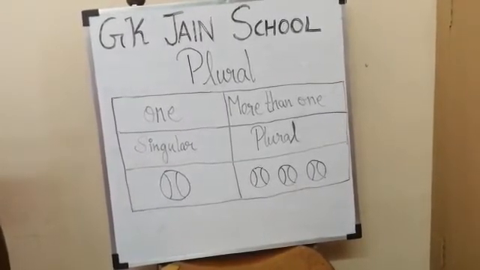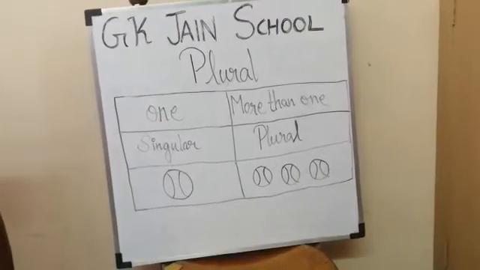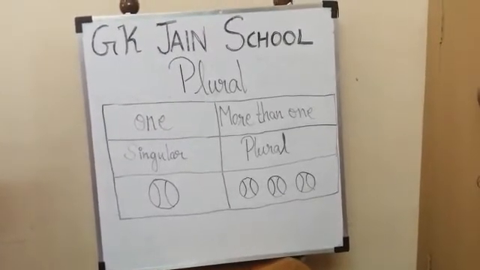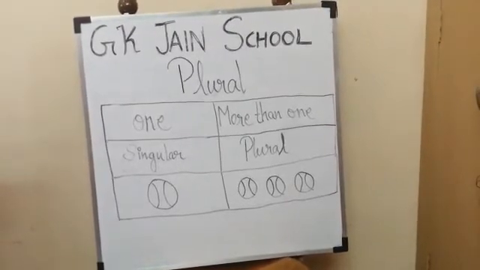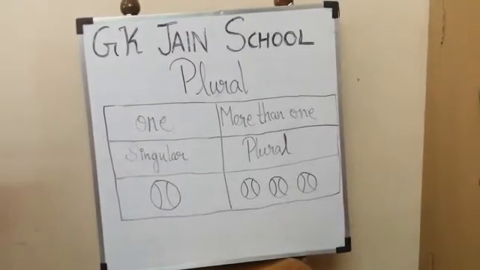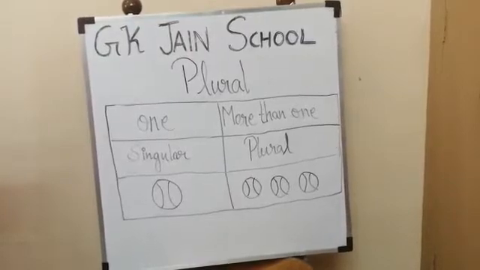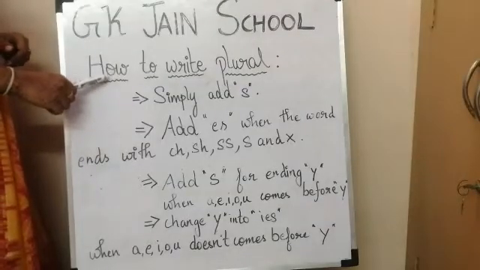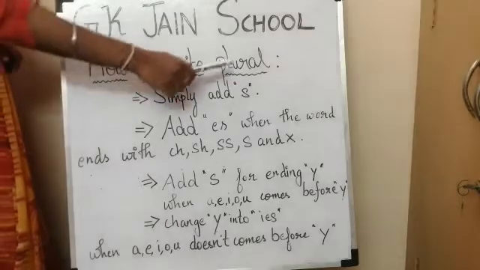Okay, children, now we understand what I am explaining. If there is only one object, it is singular. If it is more than one object or thing, then it is called plural. Okay, children, now I am going to teach how to write plurals.